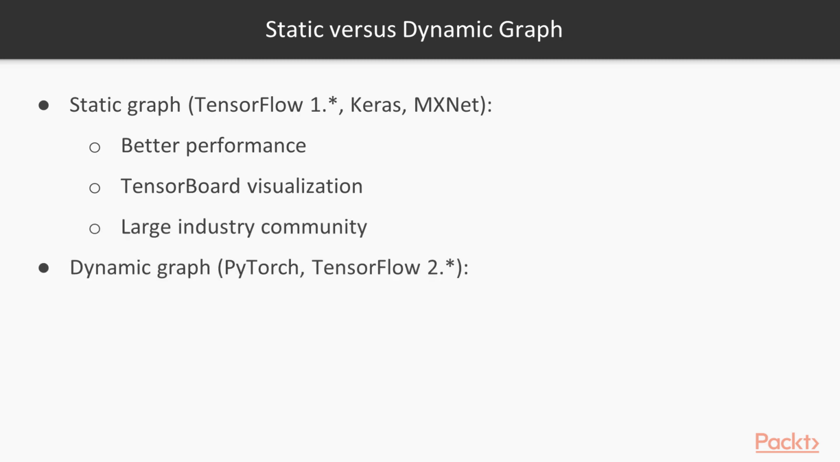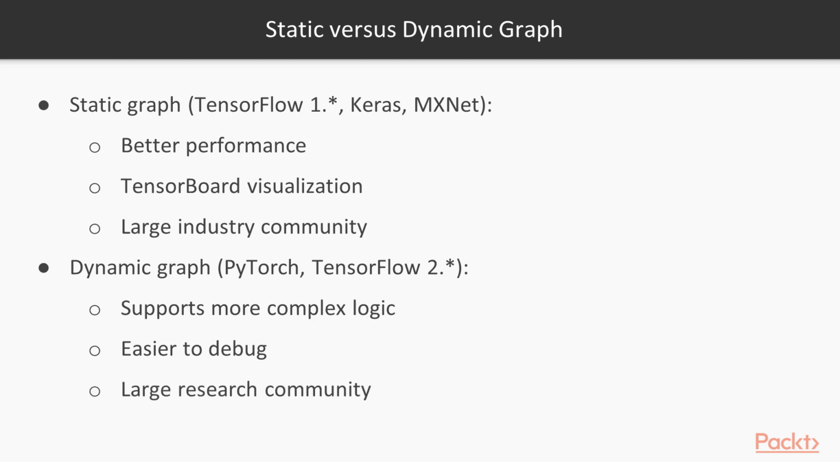PyTorch and TensorFlow version 2 have dynamic graphs, which means that the graph is defined as code and its performance can change during execution. Dynamic graphs support more complex logic compared to static graphs and are also easier to debug, as you can get intermediate values of the model during training. These factors make this kind of framework more popular among the research community.